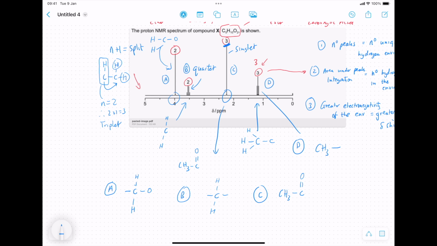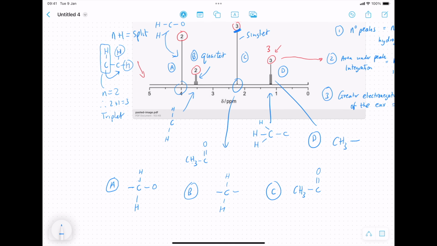So how can I fit A, B, and C together to make this work? This can't be an ester. The reason why is because for it to be an ester, we have to have the C double bond O attached to the oxygen like this. And then we have a CH2. If we had a carbon coming off of that, where I'm putting that line, that cannot be next to any carbons which got hydrogens.